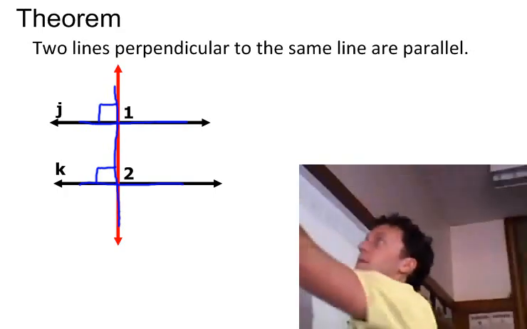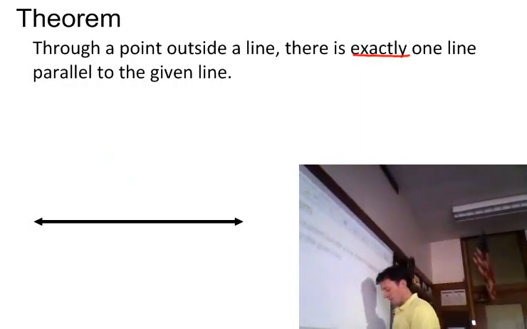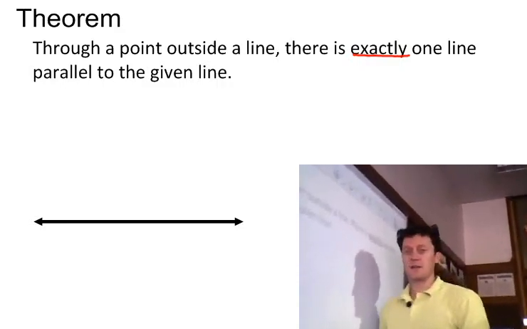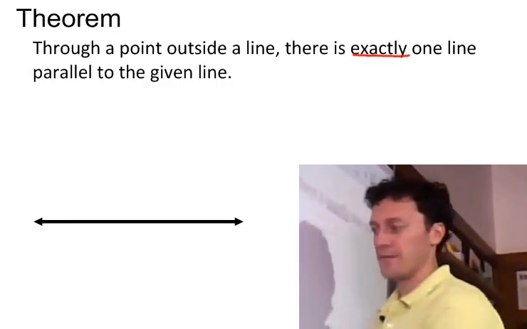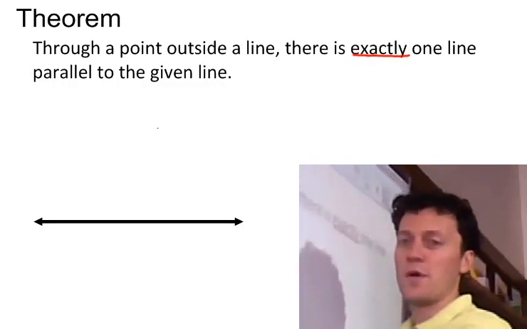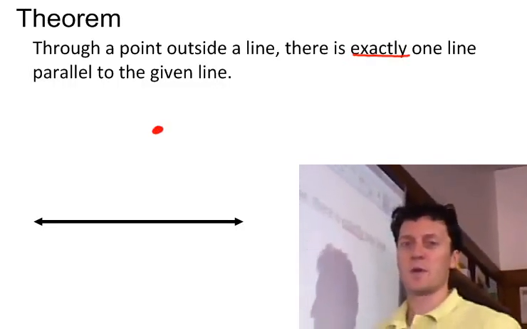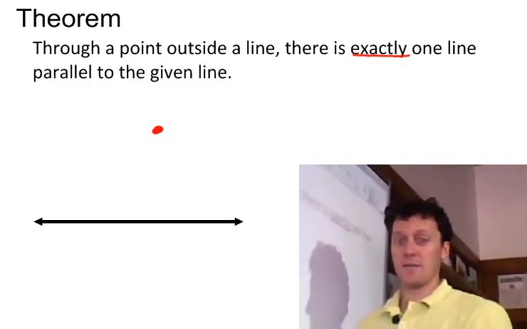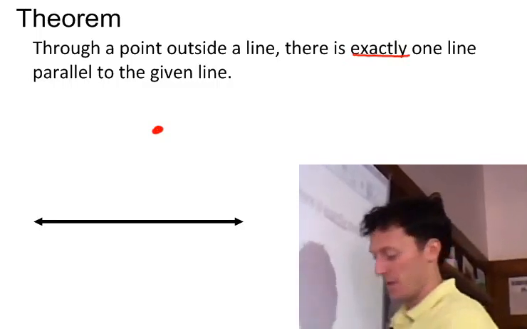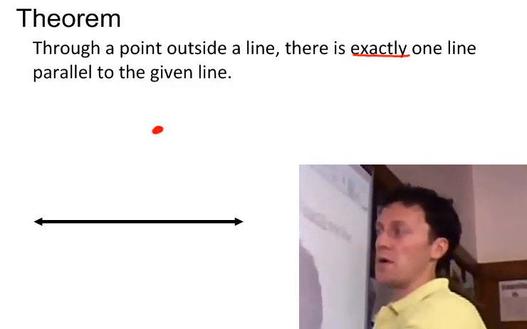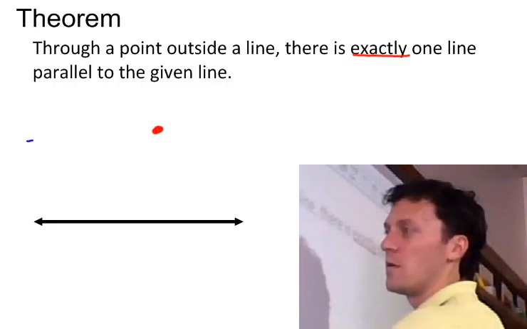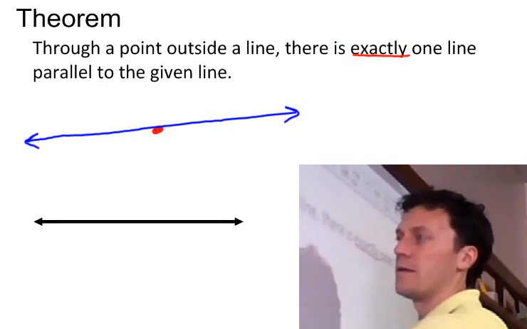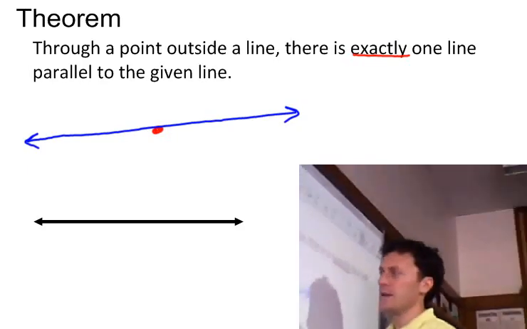All right. Now this is a little different. Through a point outside a line. Okay, so I've got my line started. Through a point outside the line, there's my point outside the line. There is exactly one line parallel to the given line. So through this point, I can only draw one line that is parallel to that given line. Now, I did not do a good job here.